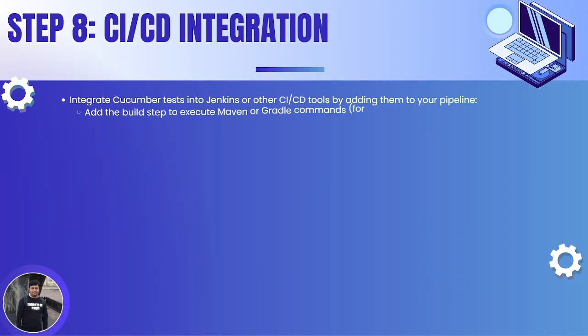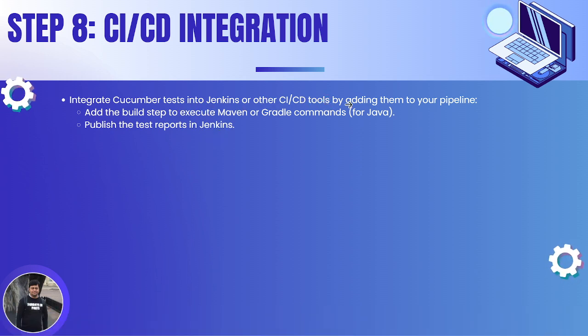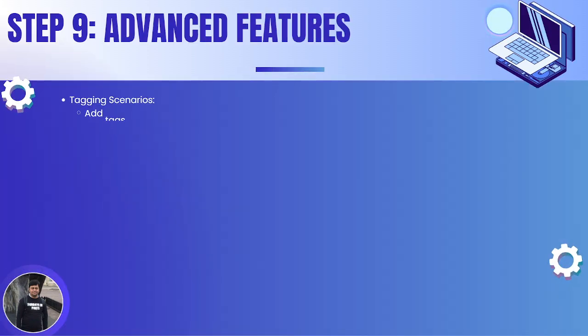Next is CI/CD integration. Integrate Cucumber tests into Jenkins or other CI/CD tools by adding them to your pipeline. Add the build step to execute the Maven or Gradle command for Java. Publish the test reports in Jenkins. Next is advanced features.